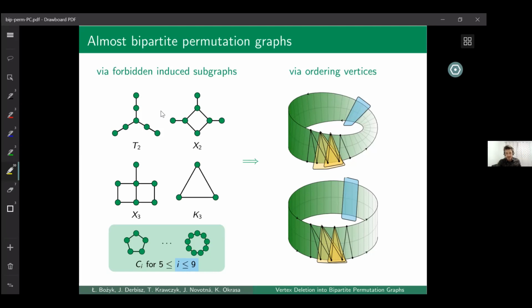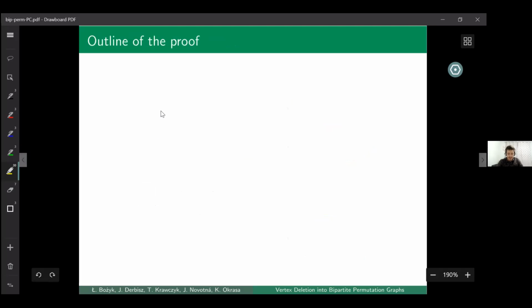Okay, so let's dive a bit into the details of this. Let me show you how to argue from left to right here. What's the idea? And then turn this idea into an actual algorithm.